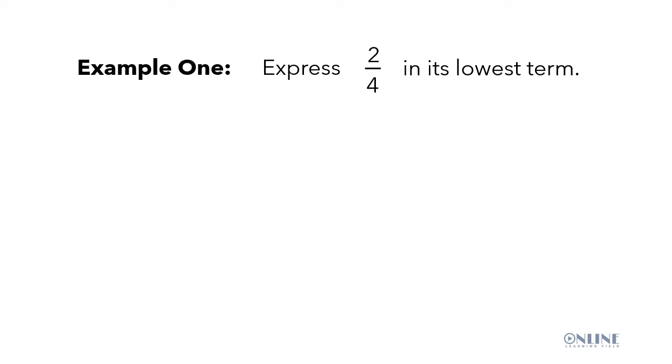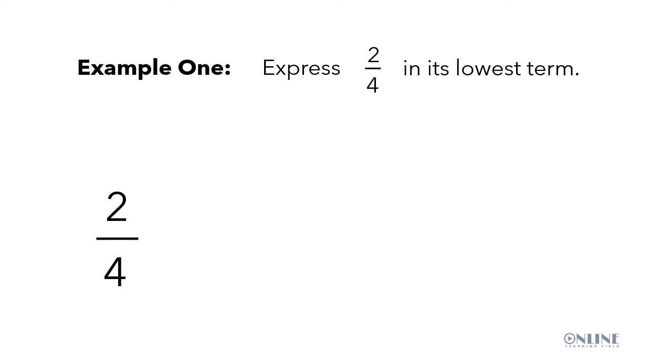Now, let's look at example 1. We are going to express 2/4 in its lowest term. When you are expressing a fraction in its lowest term, the only thing to do is to look for the common factors that can divide both the numerator and denominator without leaving any remainder.